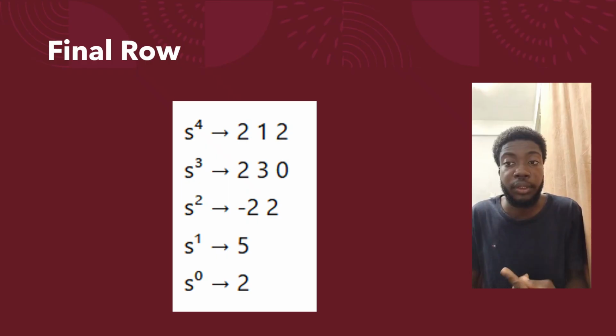The last row is the s^0 row, which is the constant coefficient of the original equation. Now s^0 is equal to 2. So our full Routh table becomes: s^4 with 2, 1 and 2, s^3 with 2, 3, 0, s^2 with minus 2 and 2, s^1 with 5, and s^0 with 2. So now we can begin to analyze the first column.